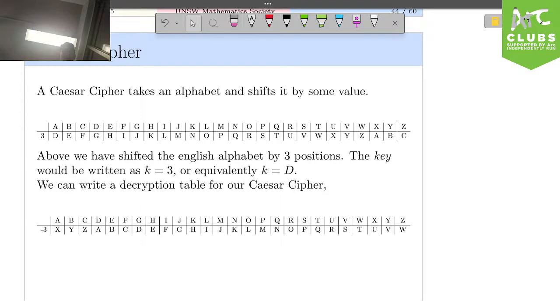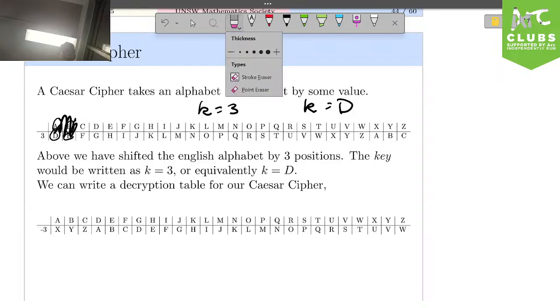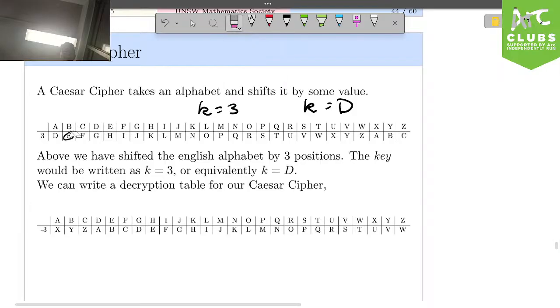So here's a couple of ciphers. First is the Caesar cipher. The Caesar cipher was famously used by Julius Caesar, and what it is, you take your alphabet and you shift it by some amount. So here, my key is going to be 3. You can also say the key is equal to D, which means A gets shifted to D. So the key equal to plus 3 means that I'm going to shift my whole alphabet across by 3. So A goes to D, B goes to E, and so on. And that's a Caesar cipher.